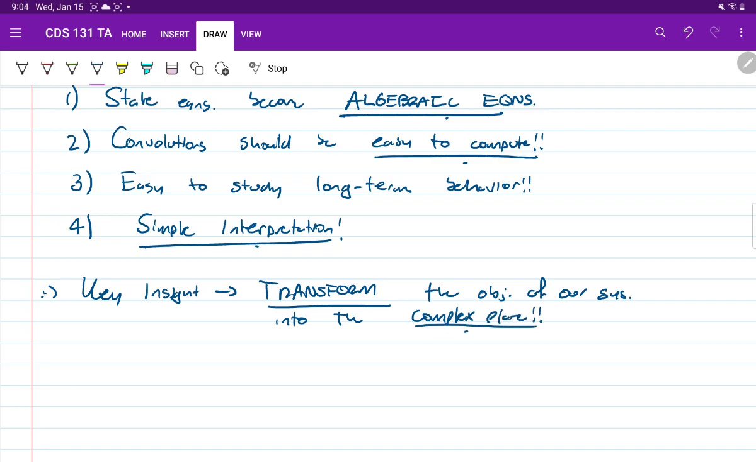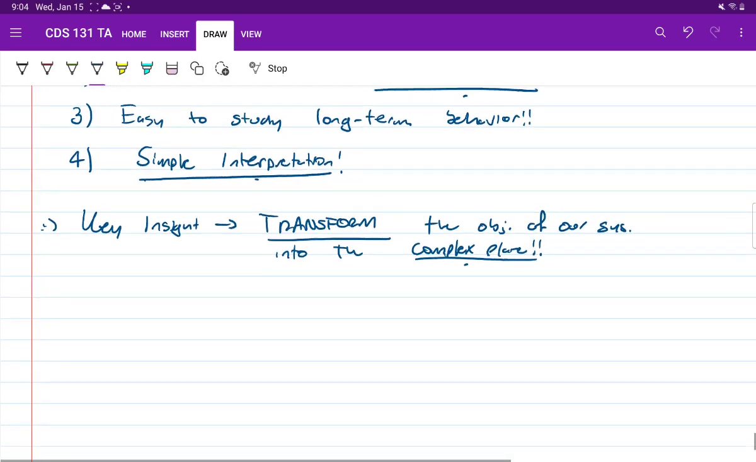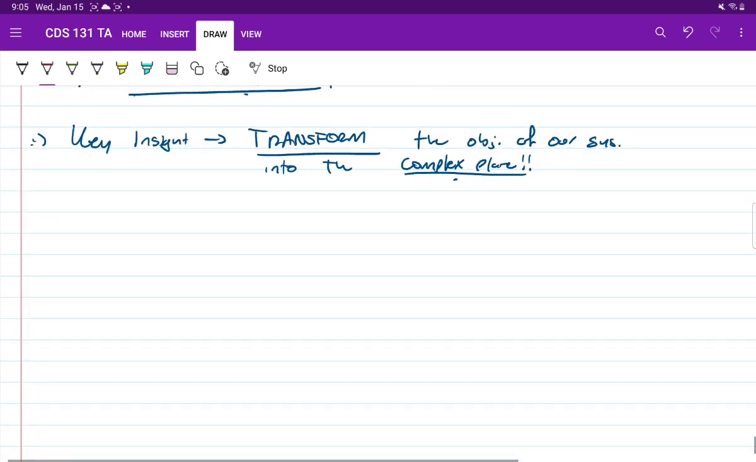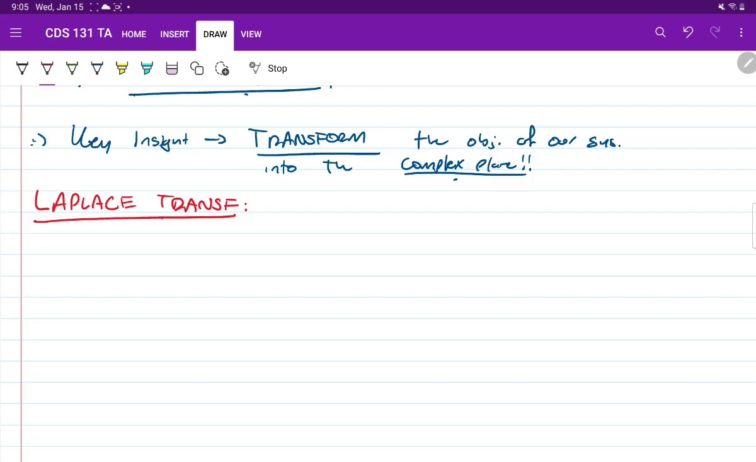Okay? So by translating our currently real objects into new objects in the complex plane, we'll find that we can actually meet all 4 of these specifications. I'm just going to very briefly talk about one way we could do this, which is using something called the Laplace transform. I'm going to be extremely brief and give a lightning overview of the properties and definition of the Laplace transform.